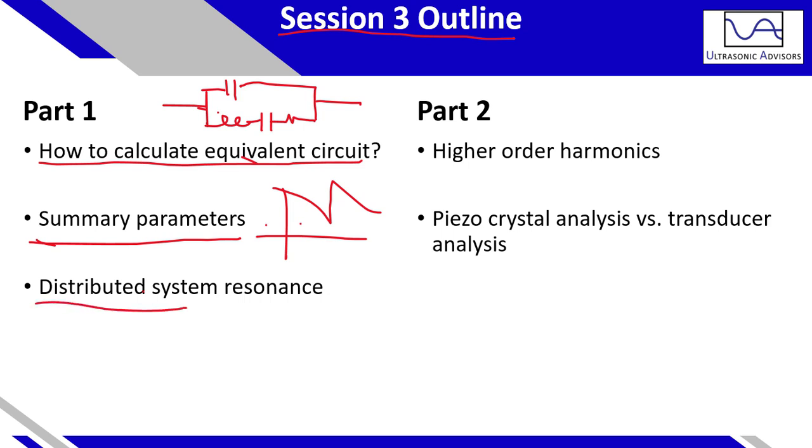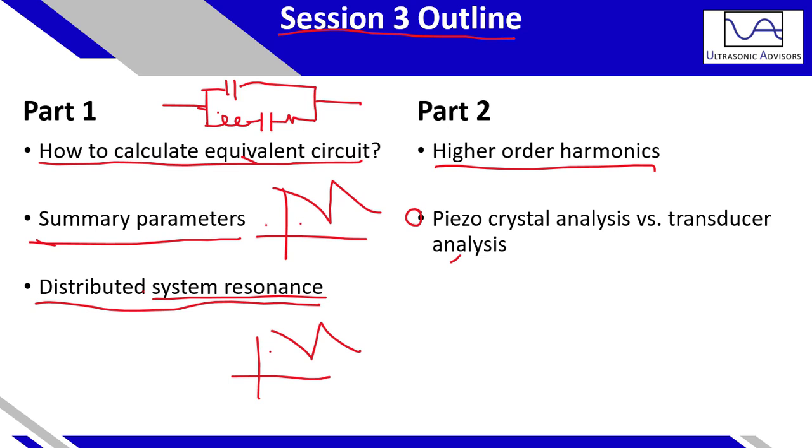We'll then talk about distributed system resonance. We spoke about this in detail in session 2, but here we're going to provide at least two specific examples in FEA for ultrasonic transducers, describing how their distributed system resonance dictates their impedance response, and how that in turn affects higher order harmonics, which are a very distinct aspect of distributed system resonance.